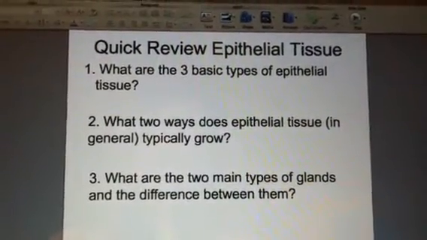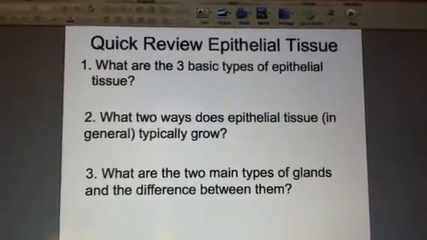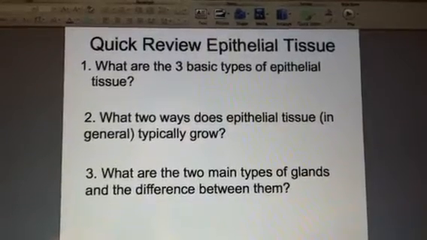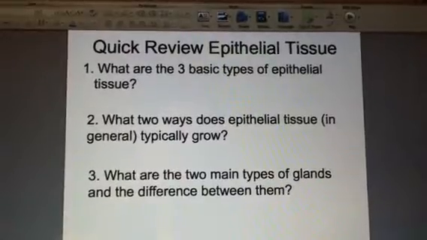Number two, what two ways does epithelial tissue in general typically grow? Your hint is the two dessert items that we talked about earlier. Aha! Hopefully you said simple and stratified.